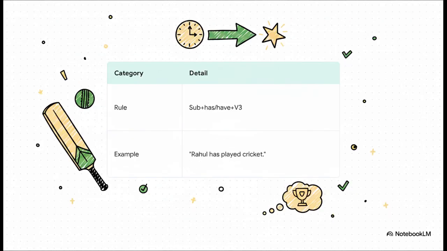Moving across our map, we get to the perfect tenses. Now, present perfect is super interesting because it's like a bridge connecting the past to right now. It talks about an action that's already finished, but it has some kind of result or importance in the present. So if you say, Rahul has played cricket, you're saying the game is over, but maybe now he's tired or now he has that experience. The past action still matters.